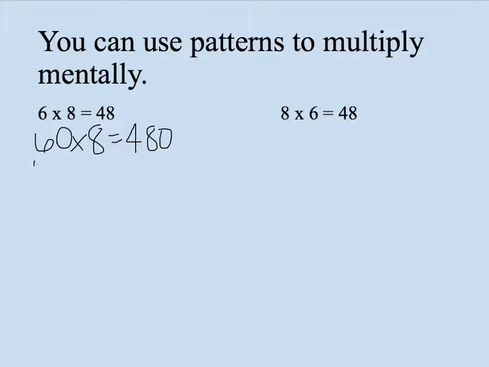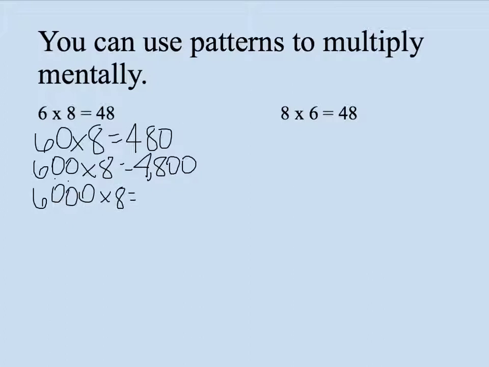Another pattern we can identify is that 600 times 8 is also going to be 48, only this time we have two zeros that we are going to add on to the end of that number, so our product ends up being 4,800. We could continue this pattern by doing 6,000 times 8.